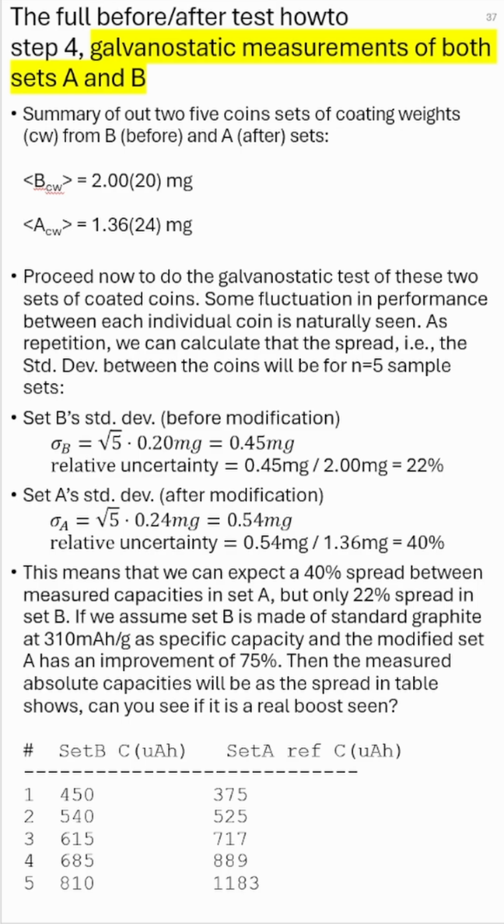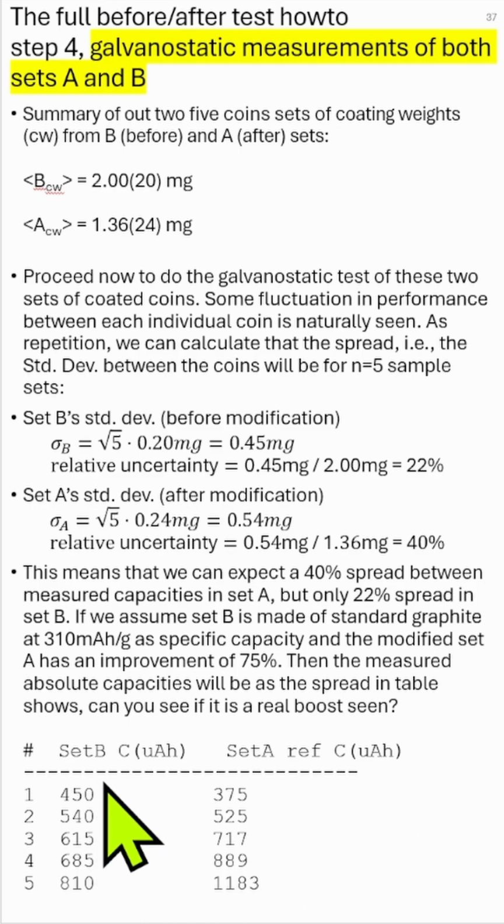So to continue now, let's pretend that the reference set, the before modification set, is standard graphite electrode material. That is about 310 milliampere hours per gram as specific capacity. So in the modified set, the A set, let's pretend that that has an improvement that is 75% more than just the regular graphite. Since we're measuring absolute capacities, the spread will look like this table.